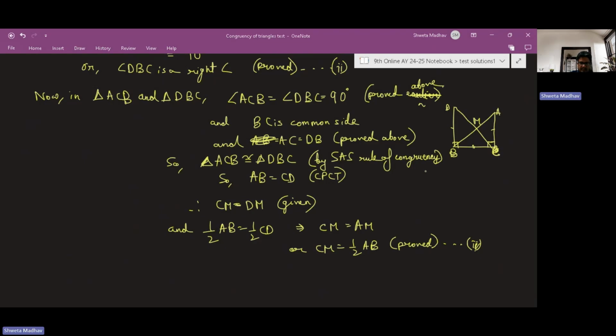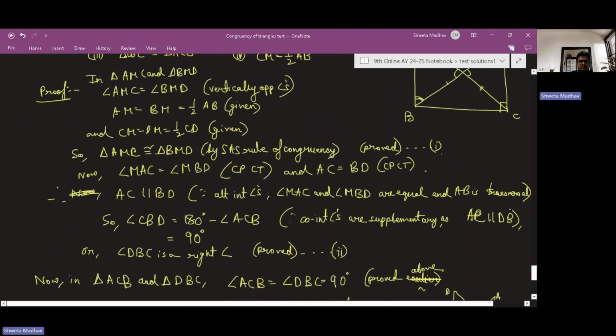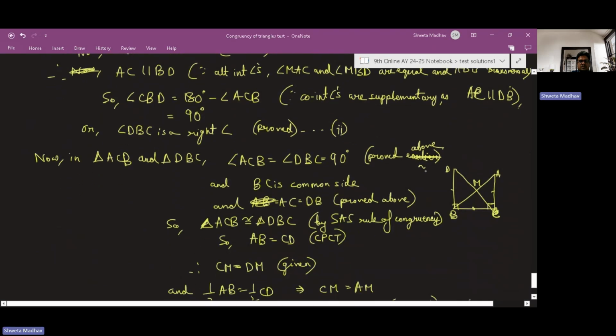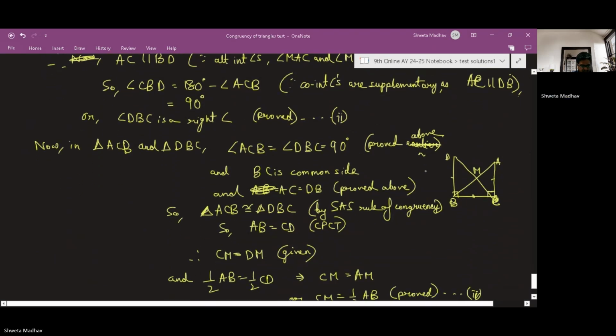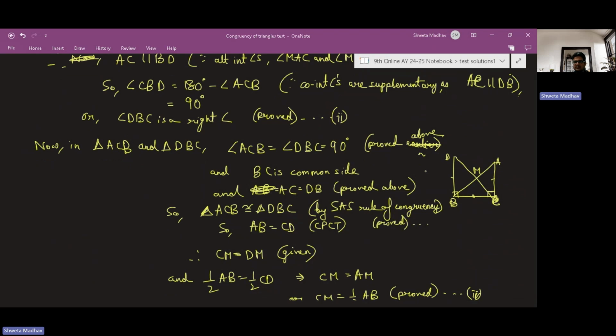And triangle DBC is congruent to triangle ACB. So this also has been proved. So this is also right. This is proof of part 3.